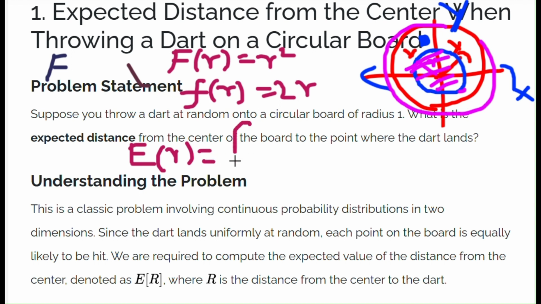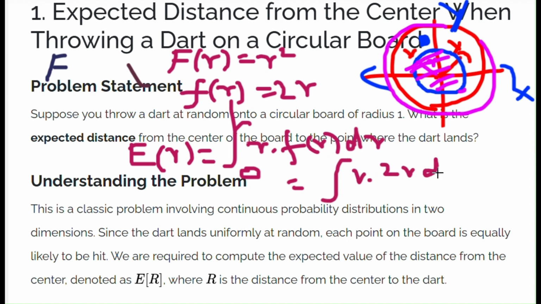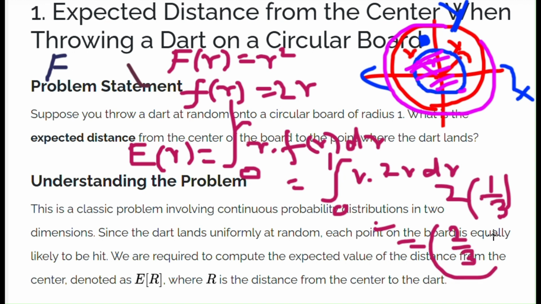Now once we have the PDF, which is this 2r, we can calculate the expected value of r from the definition, which is r times f of r dr integrated from 0 to 1. We put f of r here. This would become r times 2r dr integrated from 0 to 1. 2 is a constant, it will go outside. We will get r square within the integral. The integral of r square would be r cubed by 3. And when we put the limits 1 and 0 in r cubed by 3, we will get 1 by 3.